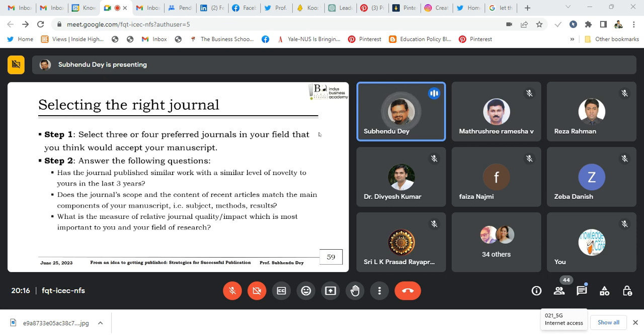What is the measure of relative journal quality, impact, whatever, etc.? That's something which again you'll have to look at. So these are all the things that you look at before sending it to a journal.